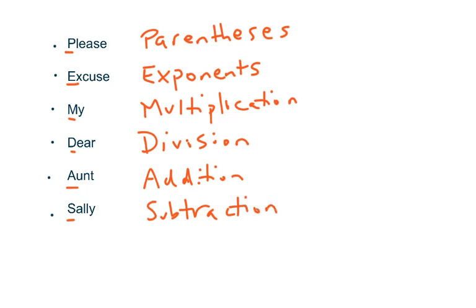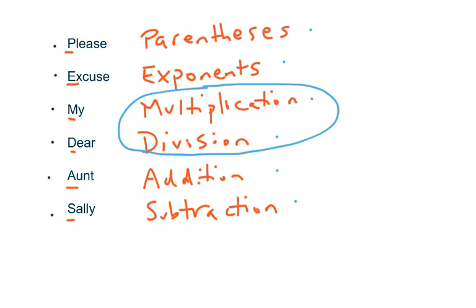So, please excuse my dear Aunt Sally tells us that we're going to do these things in the order of parentheses, exponents, multiplication and division, addition and subtraction. The reason that I say those two that way is multiplication and division are actually equals in this hierarchy. So we don't always do multiplication before division. Instead, those two being equals on the hierarchy, we're going to perform those from left to right. We will look at that in a couple examples.